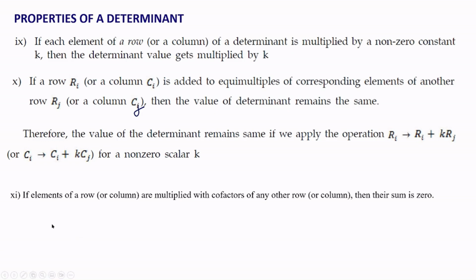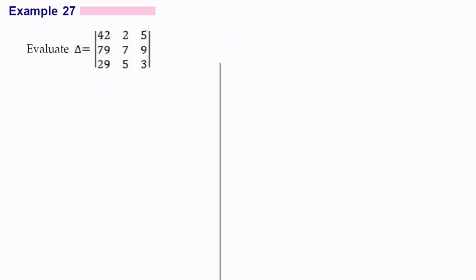And then if elements of a row or column are multiplied with cofactors of any other row or column, then their sum is 0. This property we have already seen. Next we have the examples on finding the value of determinant, where we have to use the properties of determinant and find the value.